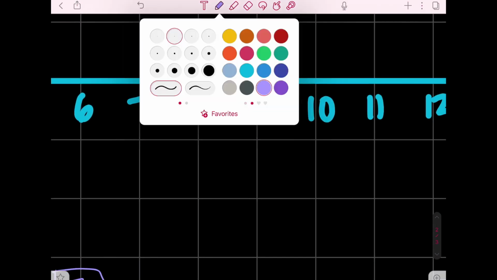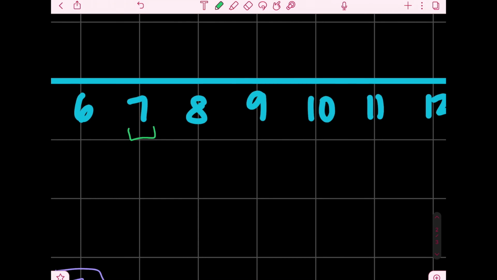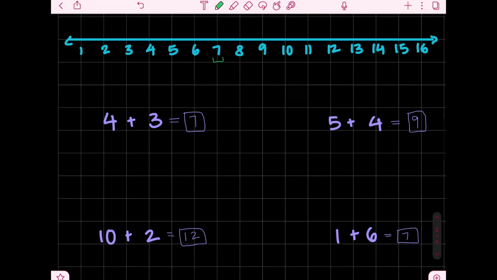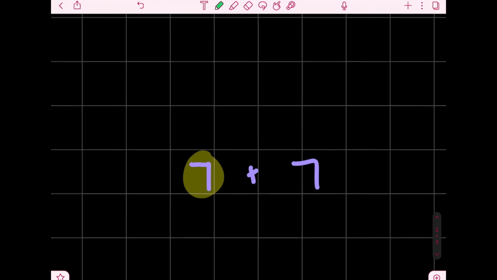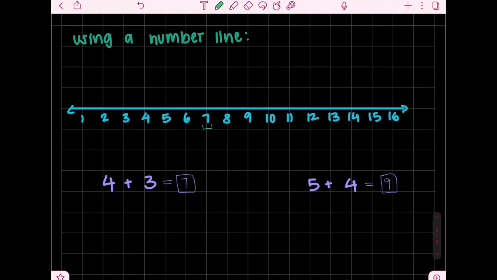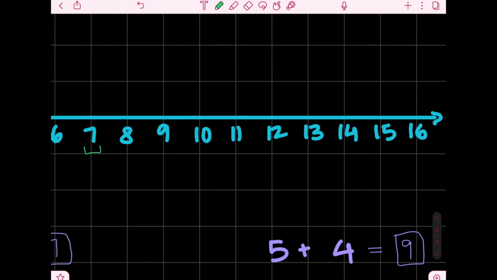So we found our 7. Quickly, I'm going to underline it. And then we go back and see that our second digit that we have to add is also 7. So we're going to go back up. We're starting at 7. We know that we have to count 7 spaces and 7 boxes if you want to do that.